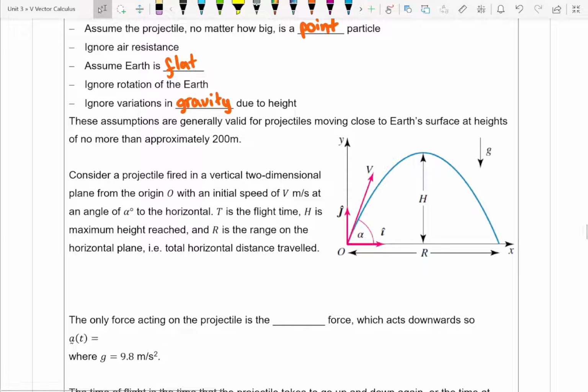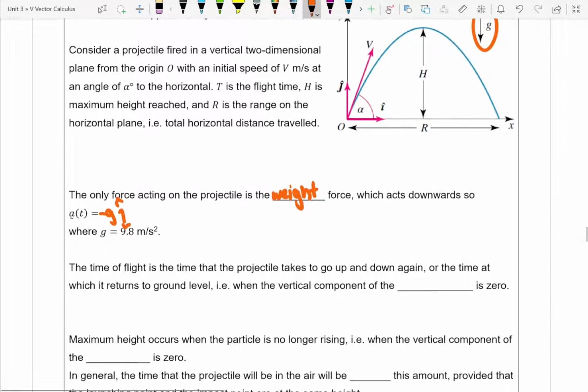The only force acting on the projectile is the weight force, that's the force due to gravity. Acceleration is gj, but it's going in the negative direction. So that's negative gj, this vector over here, constantly acting upon our projectile.